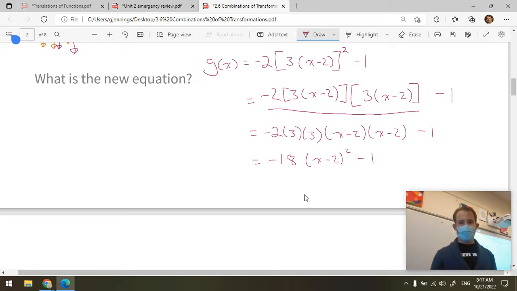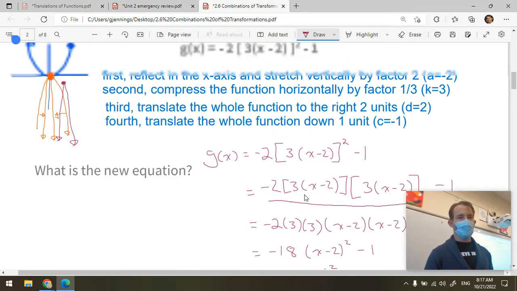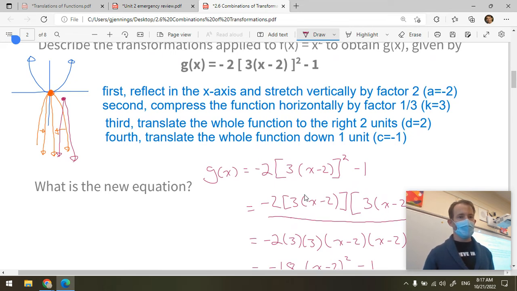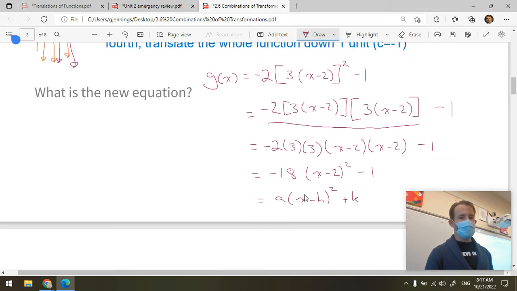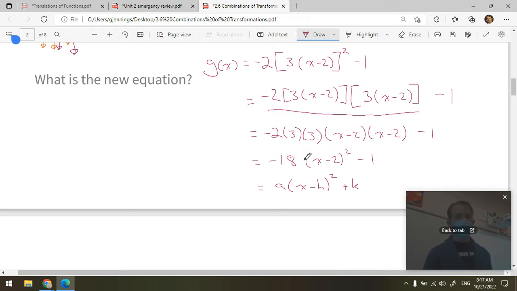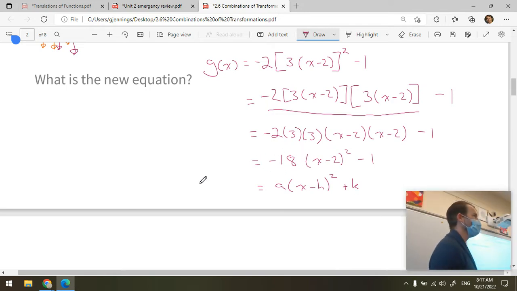Hey, that's a function in vertex form. And it has a vertex. I can read the vertex because vertex form is usually a multiplied by (x minus h) squared plus k. Here, h is +2 and k is -1. So my vertex is at the point (2, -1). And yes, it has a very large a value. It's stretched by factor -18. So that's our new equation. That makes sense to me. So that's how I would find the new equation there. I avoid as much work as possible and do it in the simplest way possible.